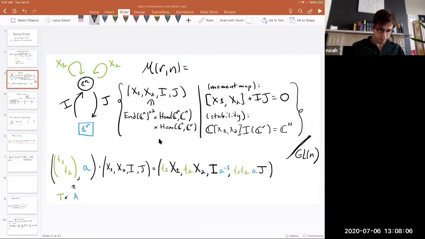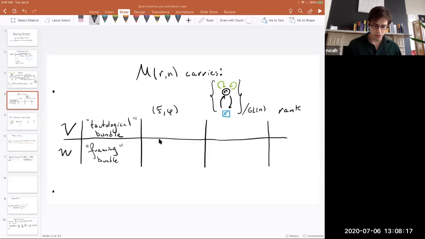This space will carry two bundles that we're interested in. I'll call them V and W, the tautological bundle and the framing bundle. In this quiver description, the fiber over a given point is just the n-dimensional vector space to which this node, the C^n, descends. Similarly with the framing bundle, the fiber at any point of instanton moduli space will just be the r-dimensional vector space sitting at this node. So this is a rank n bundle and a rank r bundle.